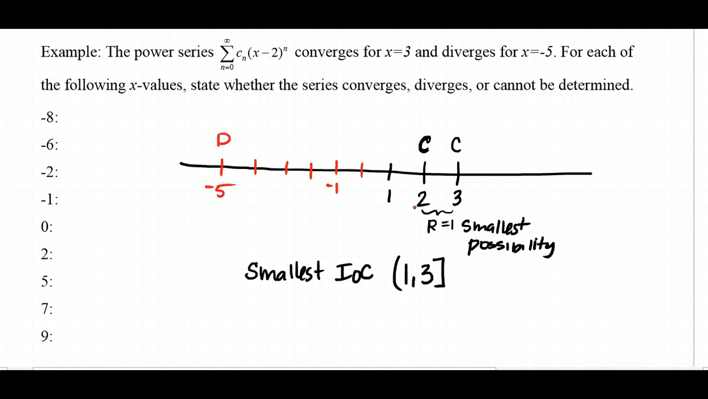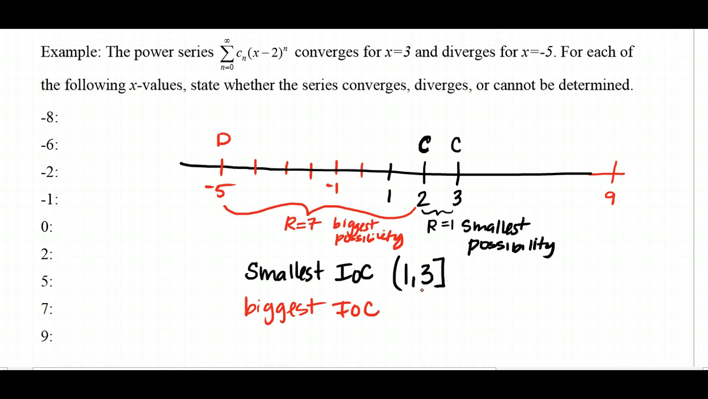So our center was 2. So the distance here from -5 to 2 is a total of 7 units. So my biggest possible R value is 7. So this is the biggest possibility for the radius of convergence. And so I could potentially go 7 units in the other direction as well. So I'll just extend this out. That would mean that 9 is the other endpoint, 7 units away from 2 on the right-hand side.